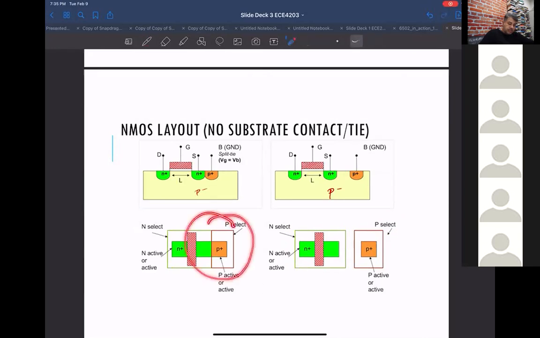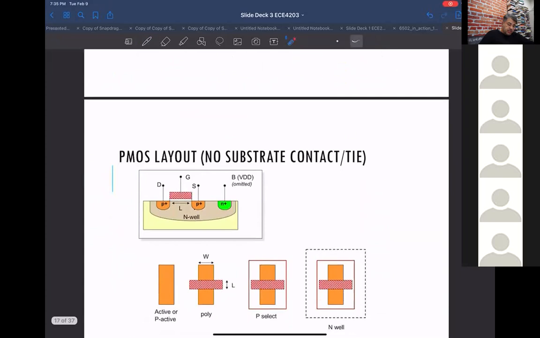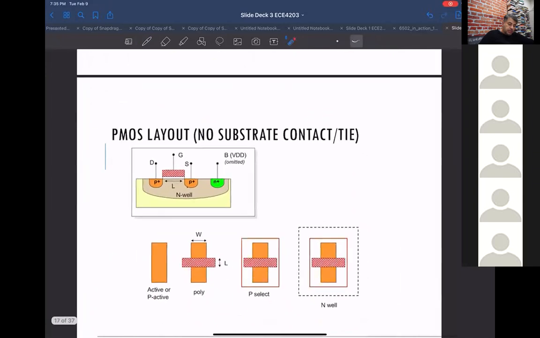Physically, you can get a smaller layout by butting up the P plus right next to the N plus, but you can't do that in every process. And then sometimes you can have an N well, but I'm sorry, no. This is a PMOS layout. I drifted off here thinking about P wells, but this is a PMOS.